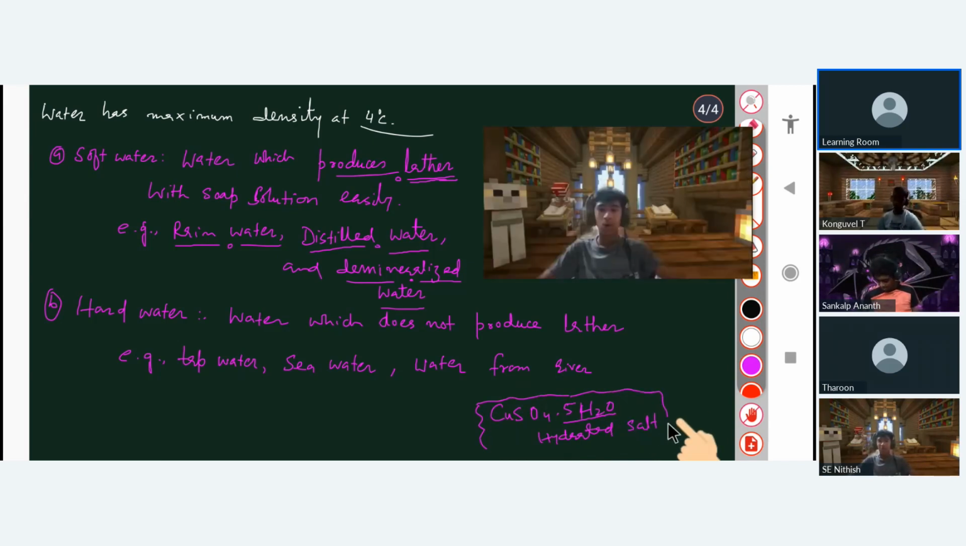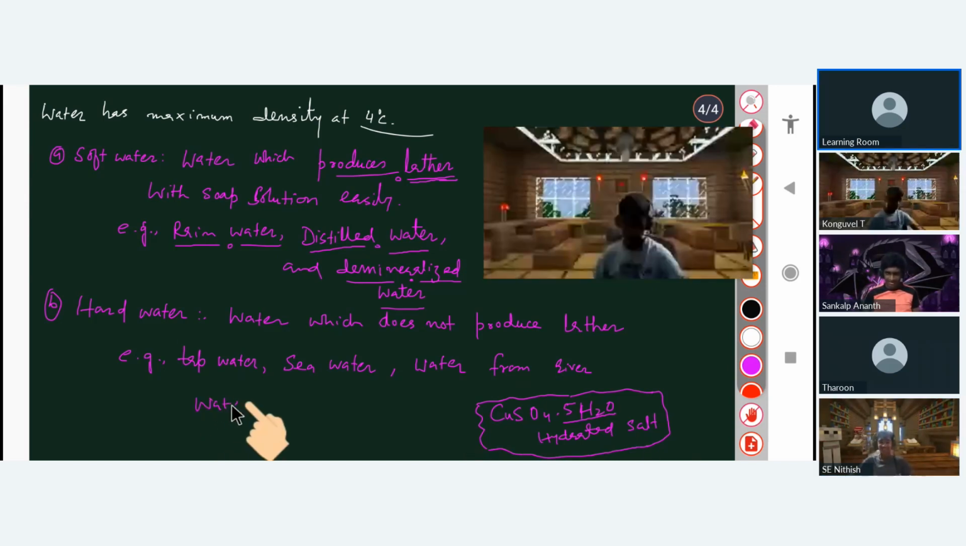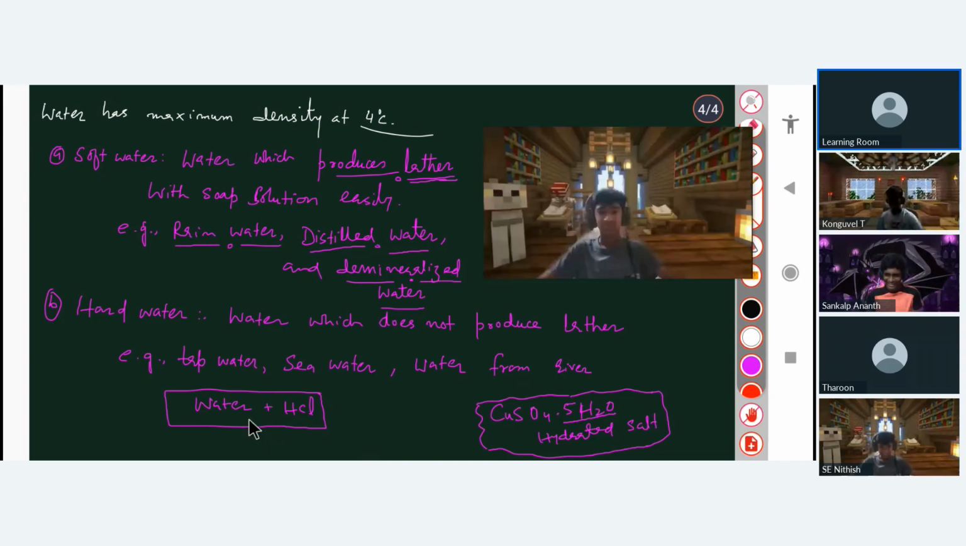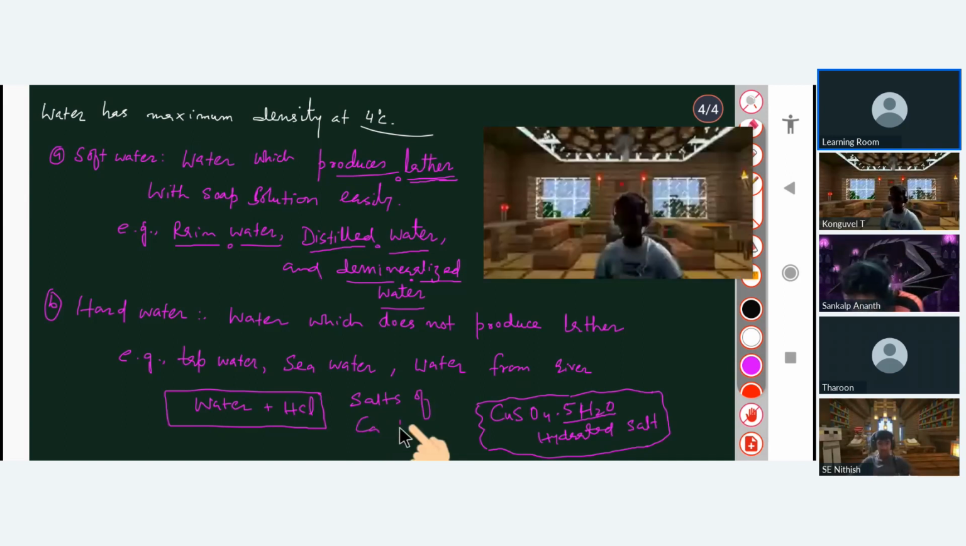Sir, can we give dilute hydrochloric acid as an example? Dilute hydrochloric acid has water in it, but it is not hard water. You are having water and a few drops of HCl in it, so that is your dilute acid. Hard water contains salts in it, salts of calcium and magnesium. So it is very important that there should be salts of calcium and magnesium, which makes it hard.